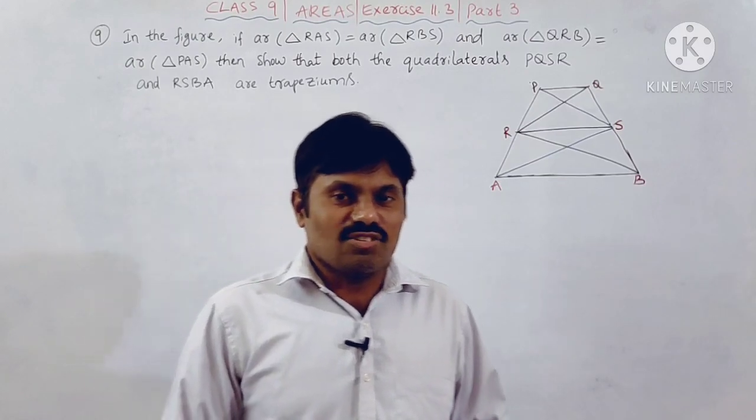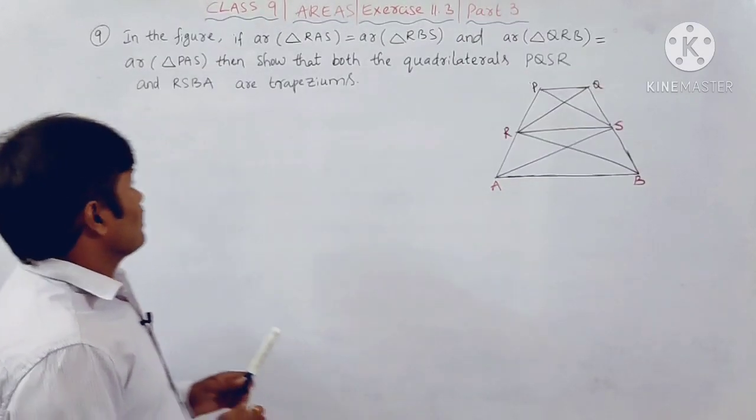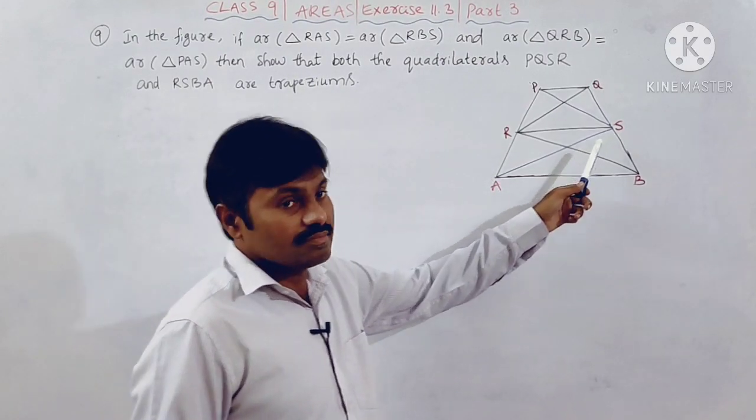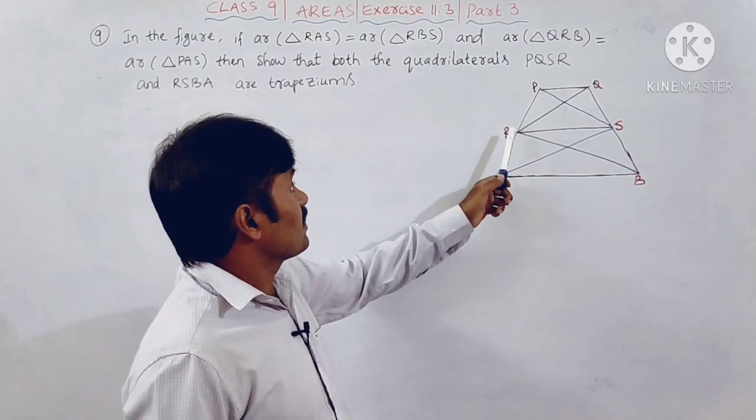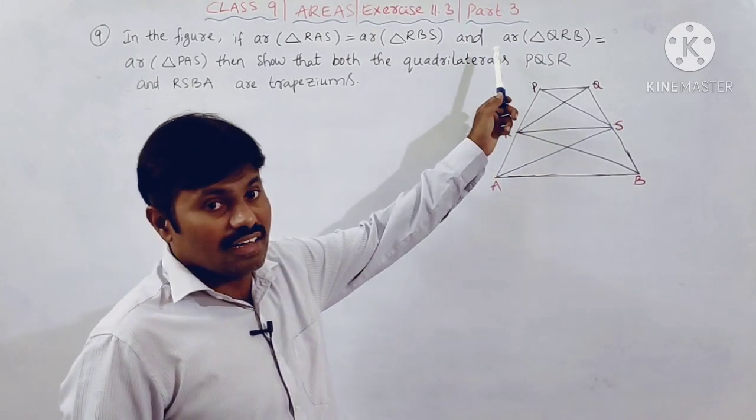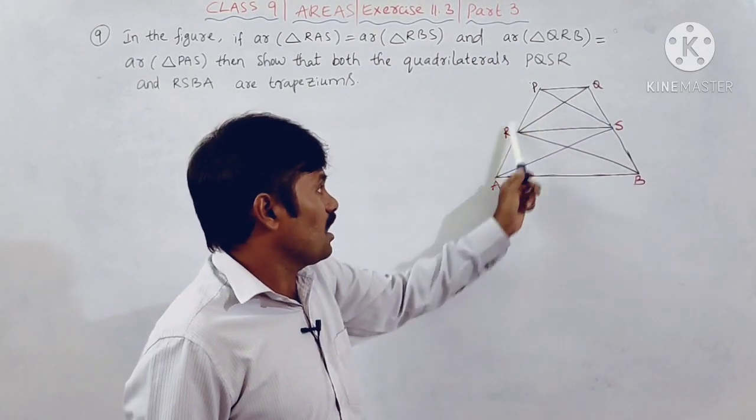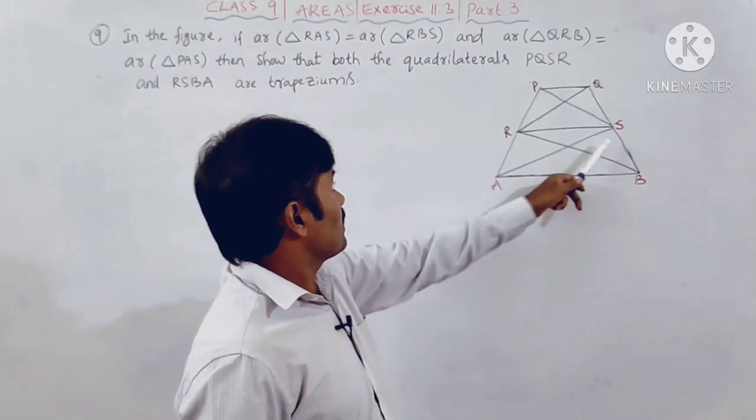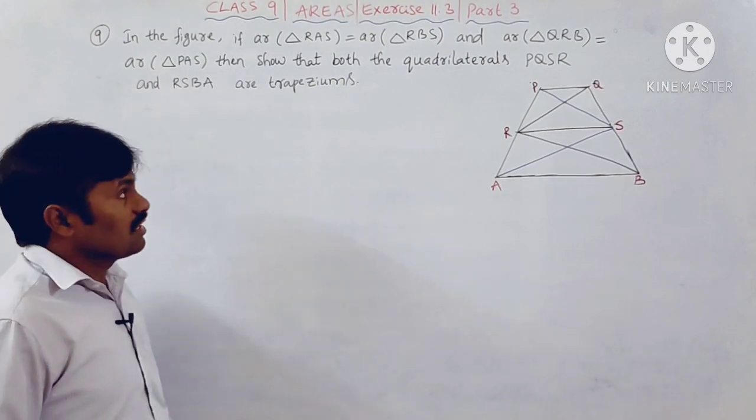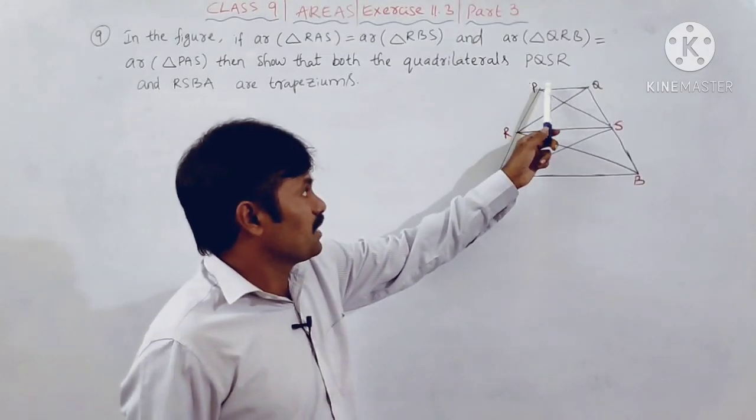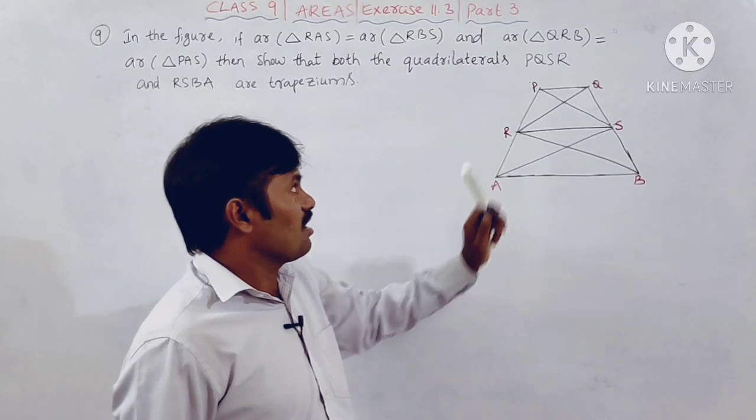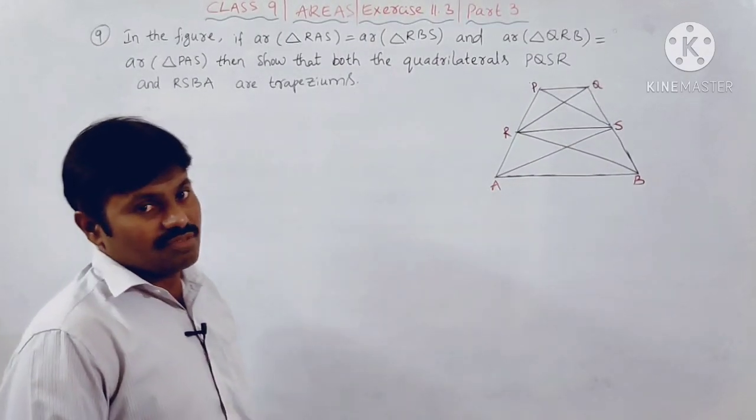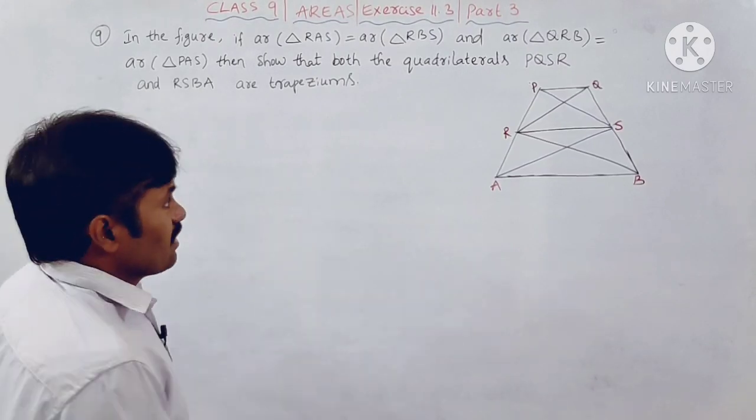Okay, now let us discuss question number 9. What is the question? In the figure, if area of triangle RAS is equal to area of triangle RBS and area of triangle QRB is equal to area of triangle PAS, then show that both the quadrilaterals PQSR and RSBA are trapeziums. You have to show these are trapeziums.